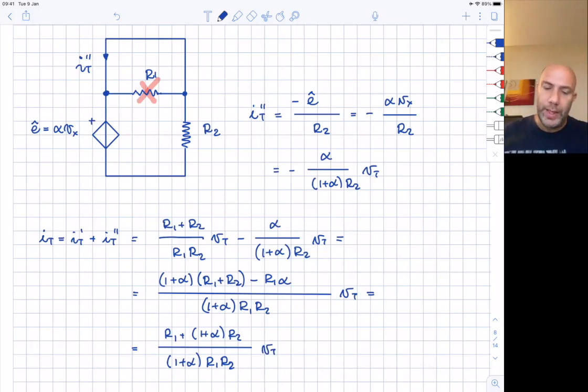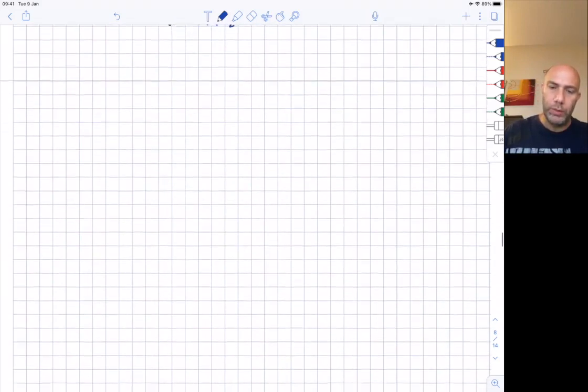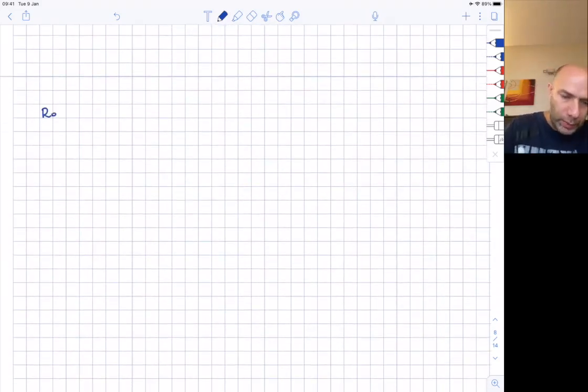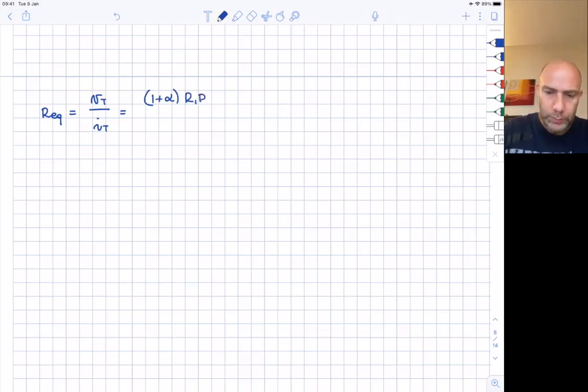So we can get the value of the equivalent resistance at the circuit terminals A and B by calculating the ratio between Vt and It. So what we wanted to know, the equivalent resistance, is Vt over It, that in our case is 1 plus alpha R1 R2 divided by R1 plus 1 plus alpha R2.